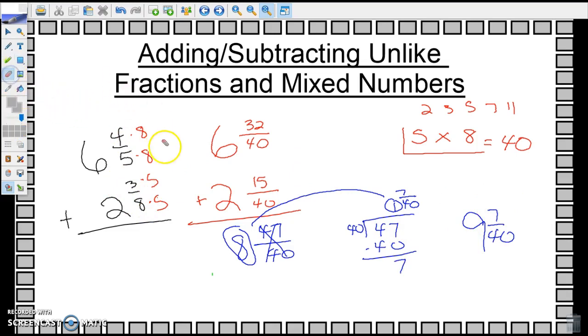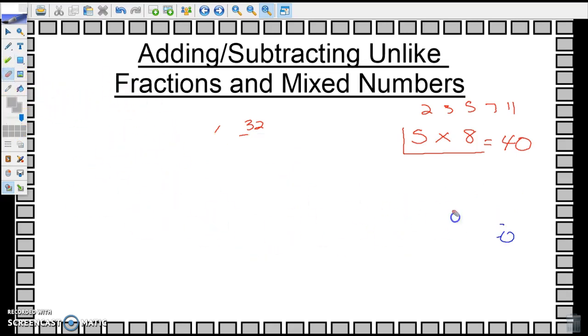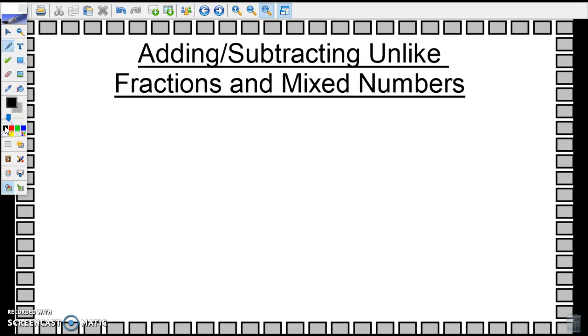Okay, so now we're going to look at subtracting unlike mixed numbers. Okay, so I am going to look at 18 1/4 minus 7 3/5. So I'm going to look again. I don't have equal parts, so I'm going to put 4 and 5.